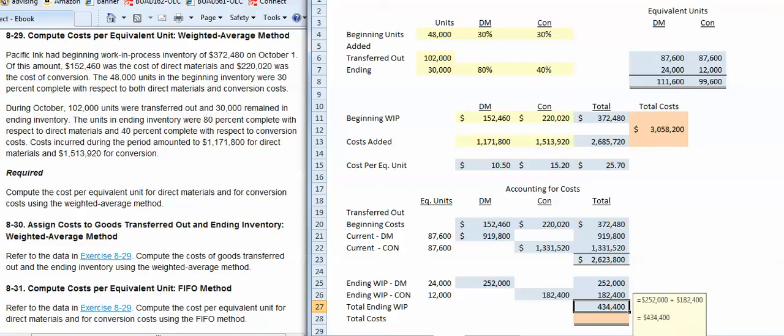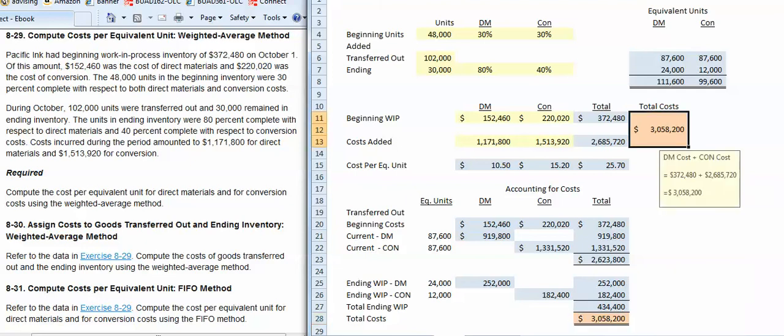for a total cost of $434,400. And once again, as a final step, we make sure that the total cost that we've transferred out, which was the $2,623,800, plus the $434,400 left in ending work in process, equals the $3,058,200 that we had to account for from our cost reconciliation in the first part. And it does, and that tells us that we've calculated our cost allocation correctly using the FIFO method.